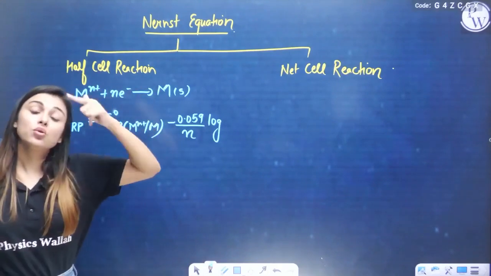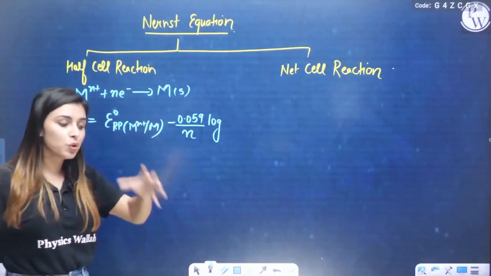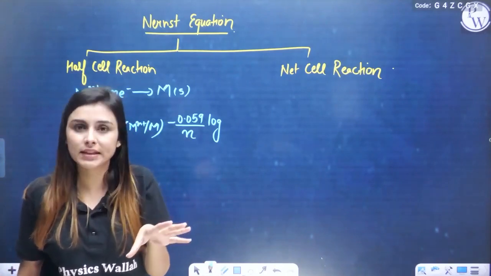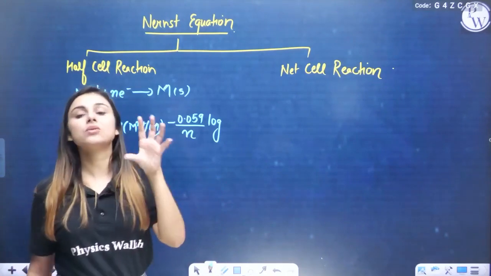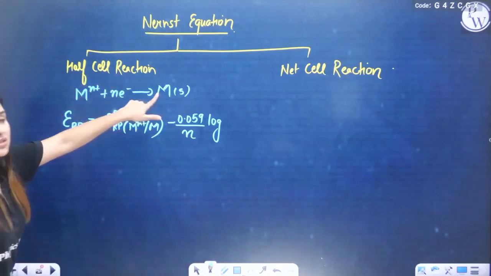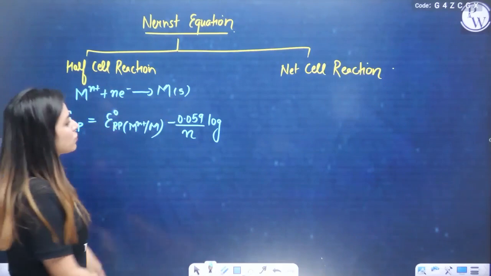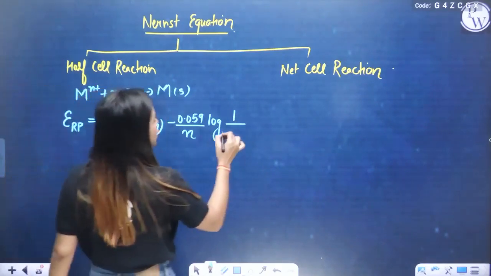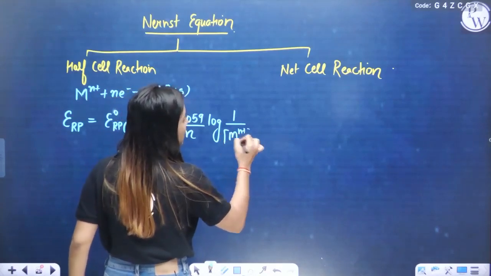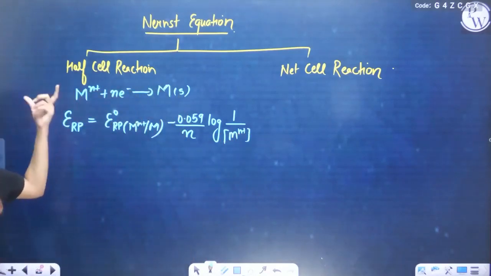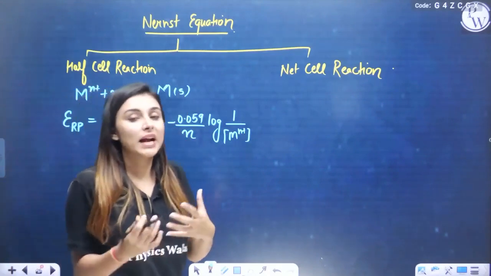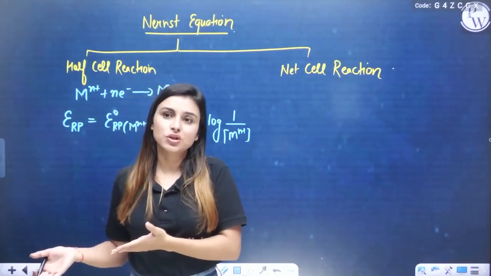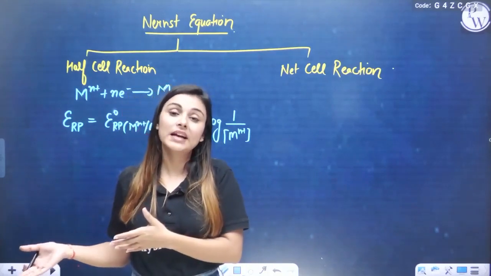Now you need to remember that in reaction quotients for pure solids and pure liquids, you never use their concentrations. You consider them to be constant. Only and only aqueous ions' concentrations are used. Since this is a pure solid, we will not take its concentration. So products concentration 1, divided by, in reactants we have M n plus, so the concentration of M n plus. So this is how you apply the Nernst equation on a half cell reaction and calculate the reduction potential. In the same way, if you apply this on an oxidation reaction, then you can calculate the oxidation potential as well.